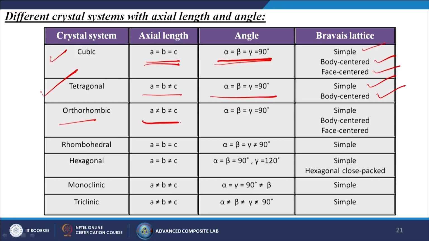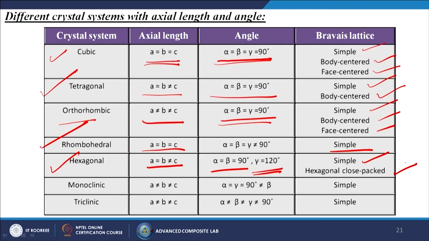Orthorhombic: a not equal to b, not equal to c, and alpha, beta and gamma are all 90 degrees. It is simple, body centered and face centered. For rhombohedral, a is equal to b is equal to c, alpha, beta and gamma are not 90 degrees, and it is simple. For hexagonal, a is equal to b but not equal to c, alpha and beta are 90 degrees but gamma is 120 degrees. It is simple hexagonal, close packed.